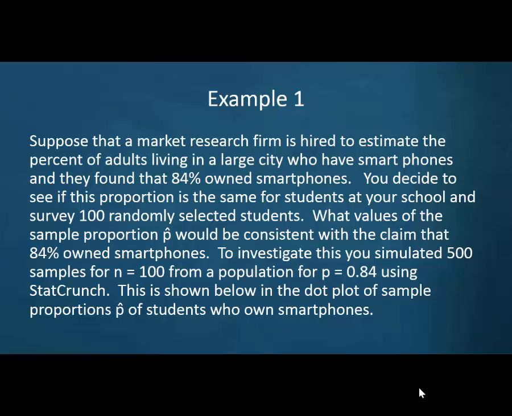To investigate this, you simulated 500 samples for n equals 100 from a population for p equals 0.84 using StatCrunch. This is shown below in the dot plot of the sample proportions p hat of students who own smartphones. So here is our simulation. So part A, what does this one dot at 0.75 represent?